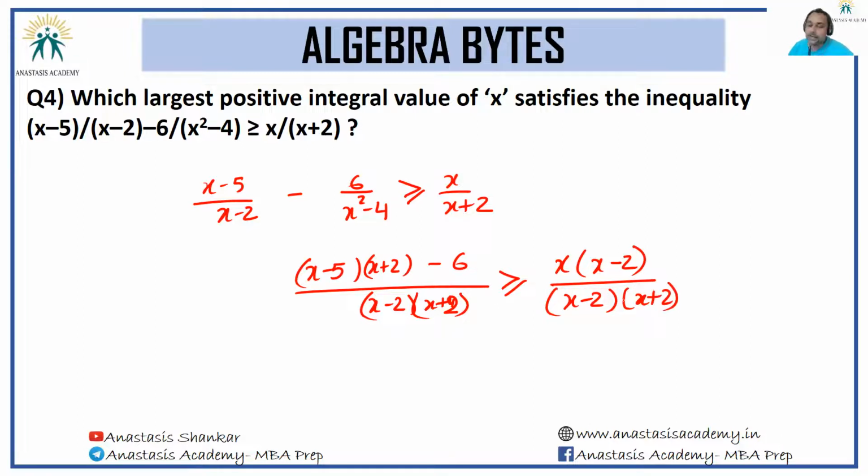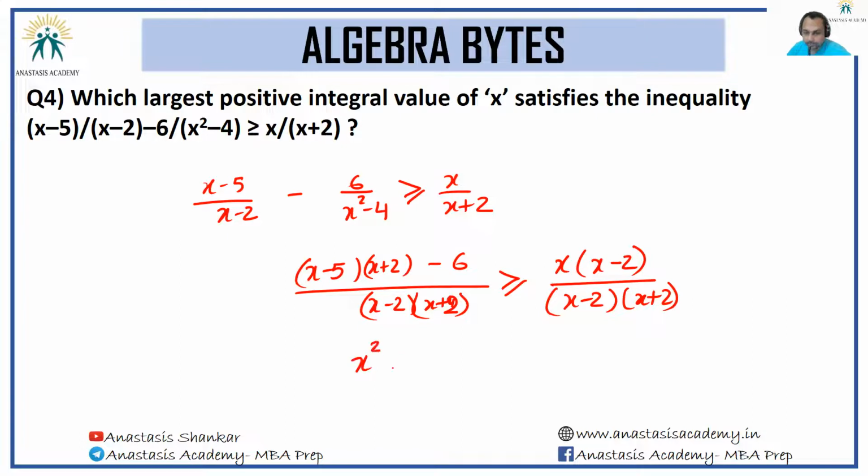Now please don't make the error here of cancelling out the denominators on both sides, because we don't know if x is equal to 2 or x is equal to minus 2. Those are still possibilities, so you cannot randomly cancel them out. Zeros can't be cancelled.